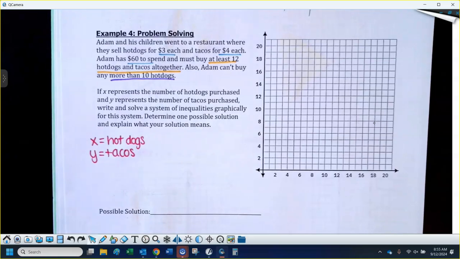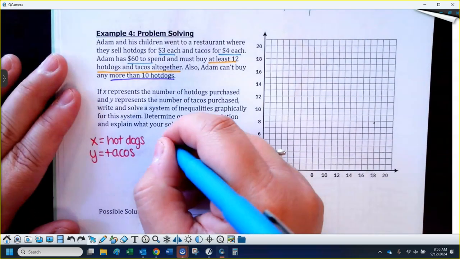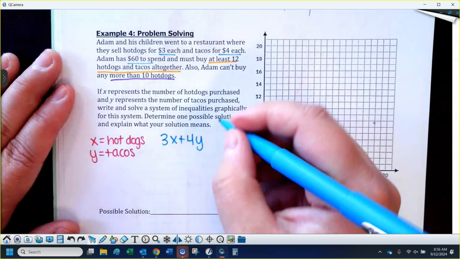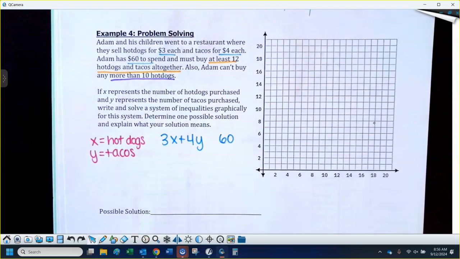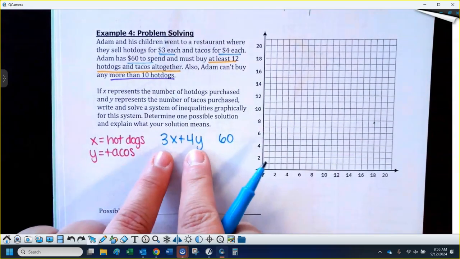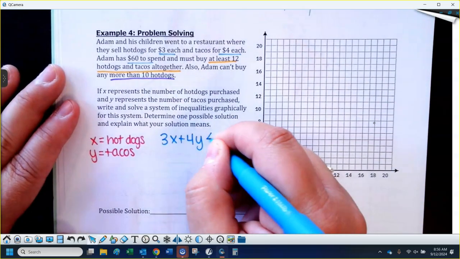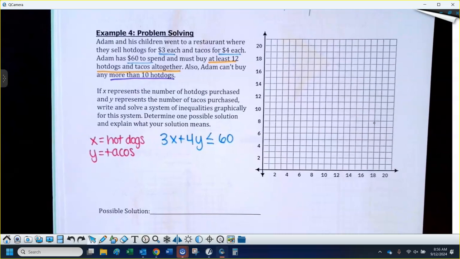Okay, can anybody tell me, I've got hot dogs are $3 a piece, tacos are $4 a piece, I got $60 to spend, so he only has $60 in his wallet. How could I write an inequality to represent just the money part? So, he has $60 in his wallet. So like what he spends would be over here. Then less than or equal to. Yeah, so what he spends would be on the left side of that.